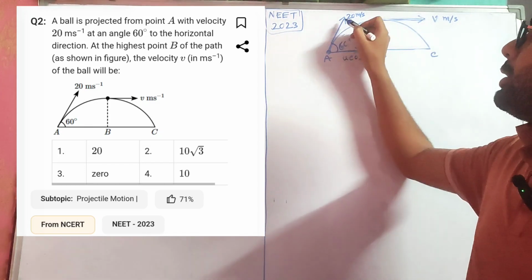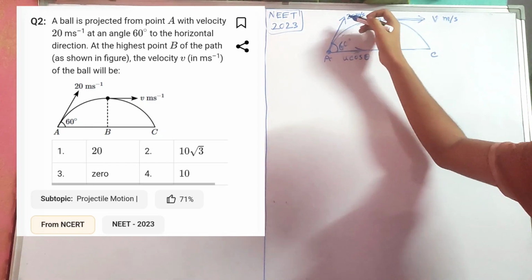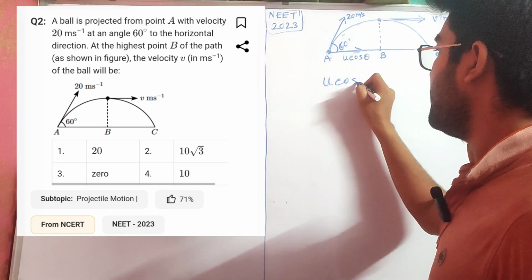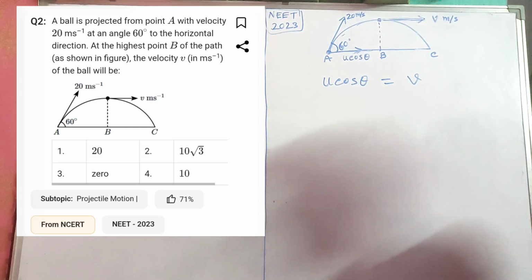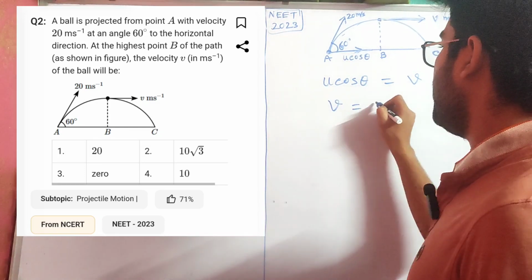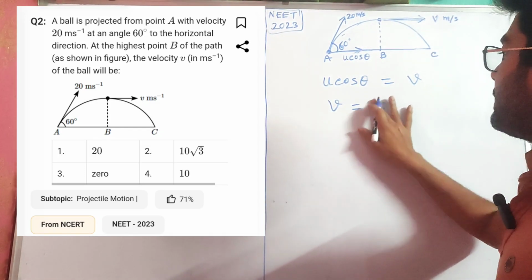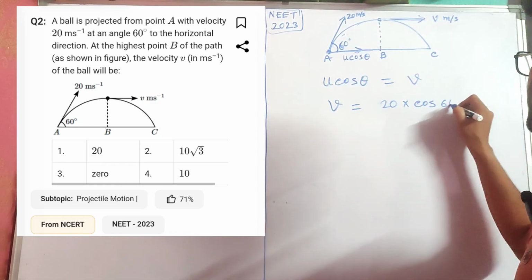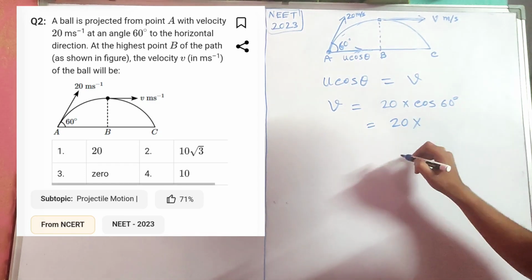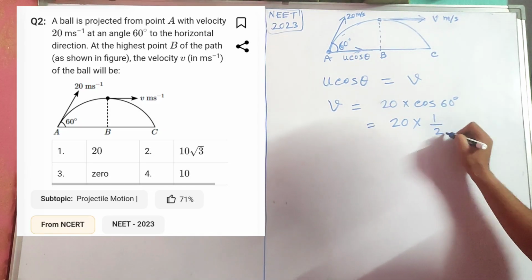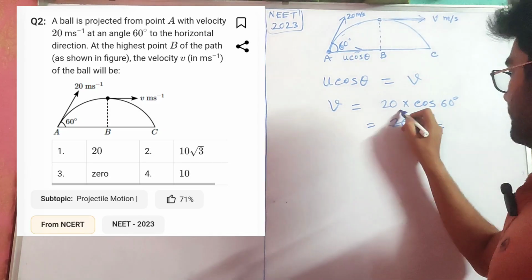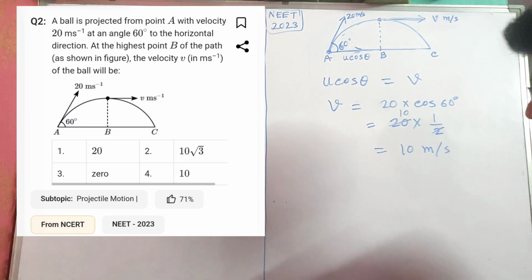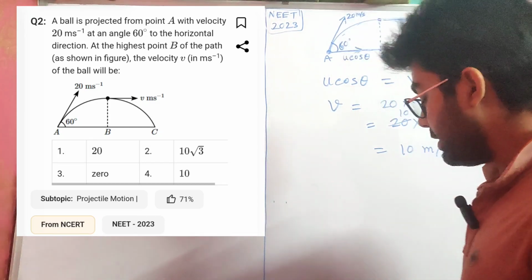Again, we know the component of velocity along the horizontal axis is u cos theta. That means v equals u cos theta. Here u is 20 and theta is 60 degree. So 20 cos 60 degree, the value of cos 60 degree is 1/2, so 10 meter per second. This is the answer. This is the value of v.